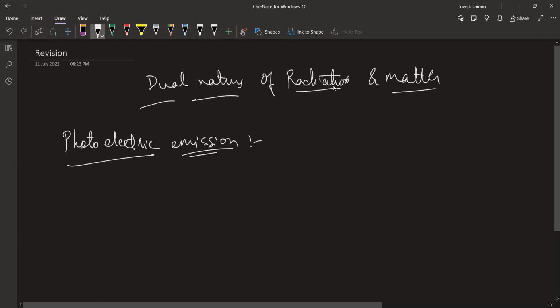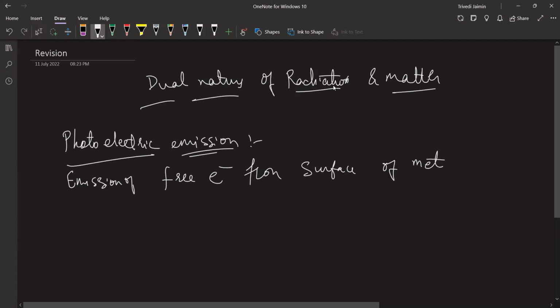What is photoelectric emission? Emission of free electrons. Simple. Emission of free electrons from the surface of metals. The name itself, photo means light. Light radiation falls on it. Simple.